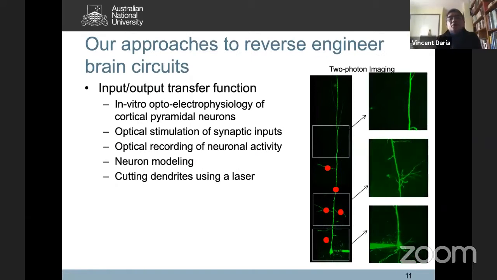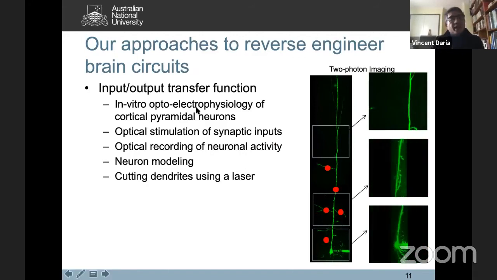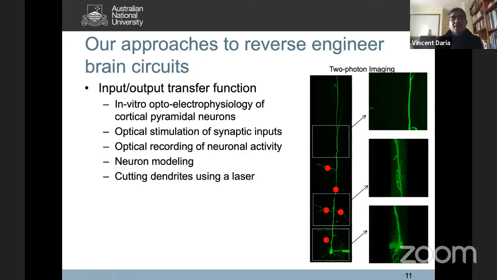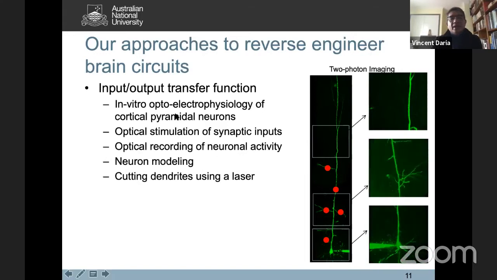So our approach to reverse engineer the brain is to look at a lot of experiments. The experiments we do are what we call in vitro optoelectrophysiology. So we don't have a live experiment; that would be called in vivo, where we have a live mouse. In our case, we take the mice, harvest the brain, and look at brain slices, and we call it electrophysiology. So we place an electrode into these neurons, and then we try to understand how they function.